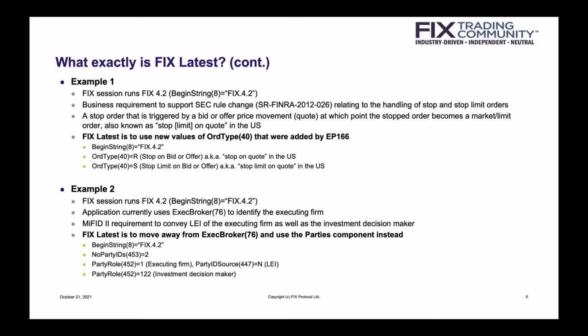So the message is just use it, don't worry. You can still run your session layer on FIX 4.2. You don't have to change the begin string. You just use new values, in this case, from the parties component, and can use the parties component as such if you haven't done so within FIX 4.2. And I've seen implementations of FIX 4.2 using the parties component. So all of that is permitted.